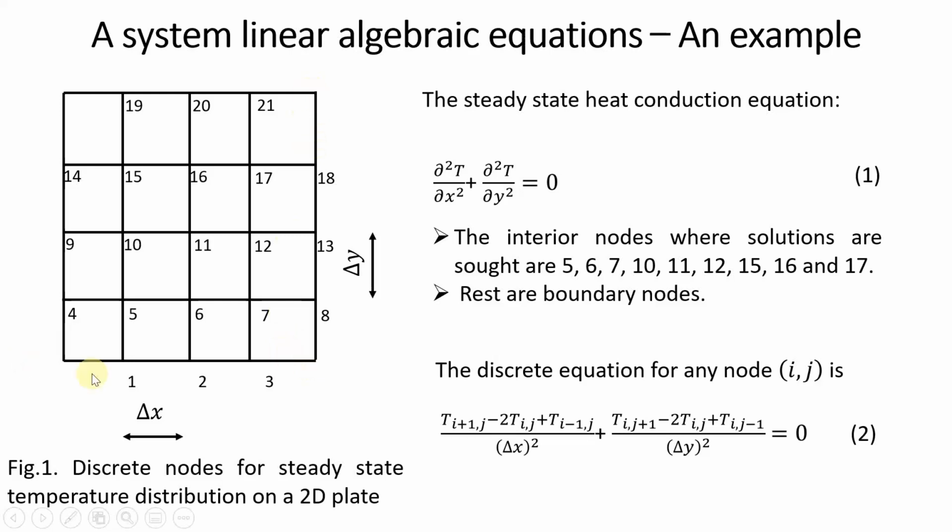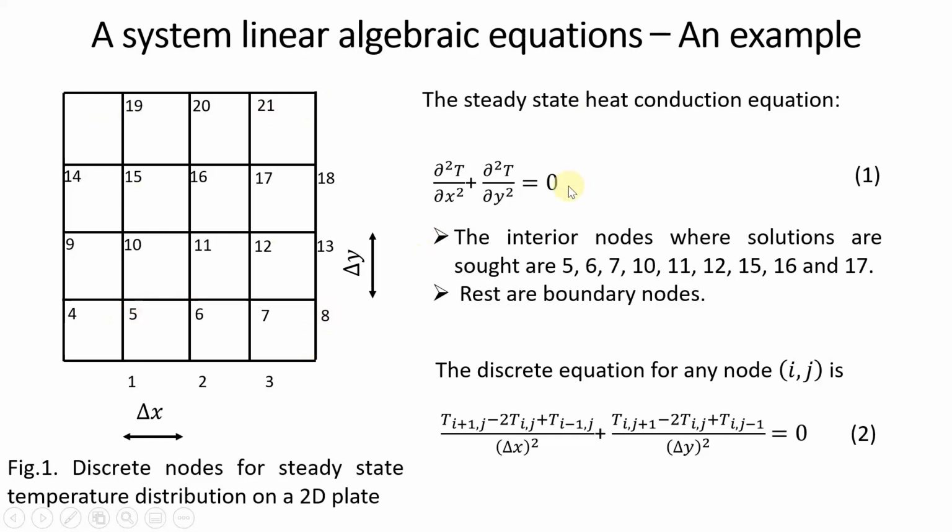So while doing so, we can see that the nodes 1, 2, 3 lie on the bottom boundary. Nodes 8, 13 and 18 lie on the right boundary. Nodes 19, 20, 21 lie on the top boundary, and nodes 4, 9 and 14 lie on the left boundary. And we have only the nodes 5, 6, 7, 10, 11, 12 and 15, 16, 17 as the interior nodes where we have to find out the numerical solution. We are interested in this case to find out the steady state temperature distribution inside the plate.